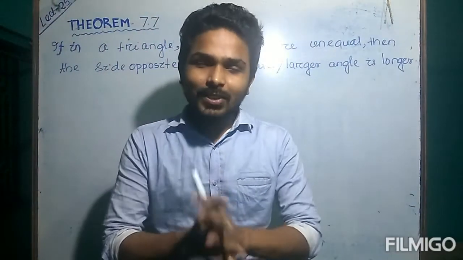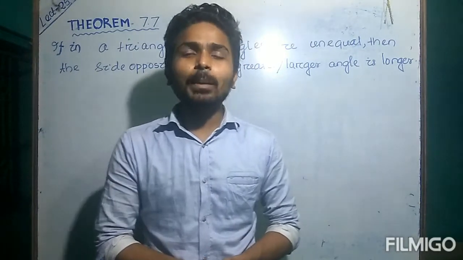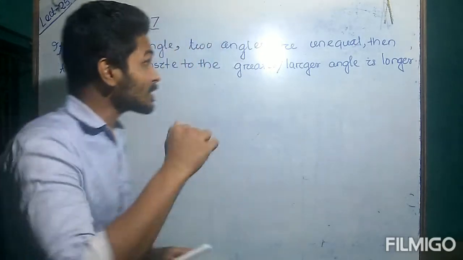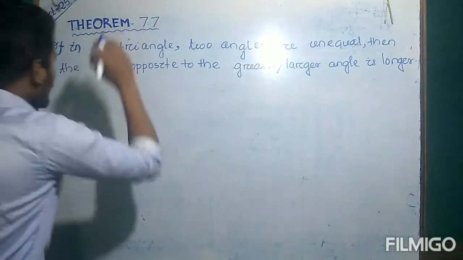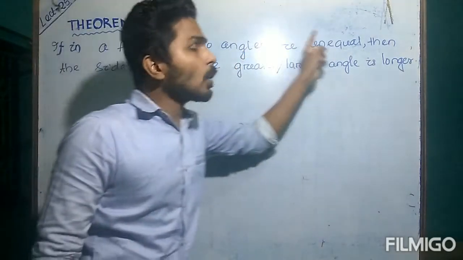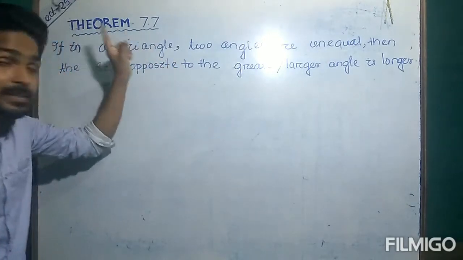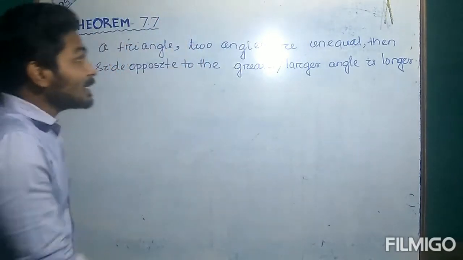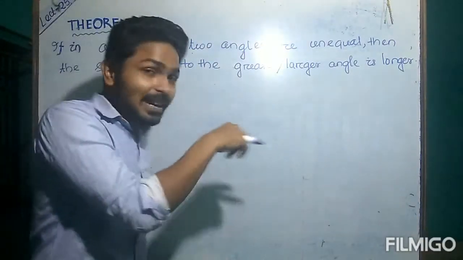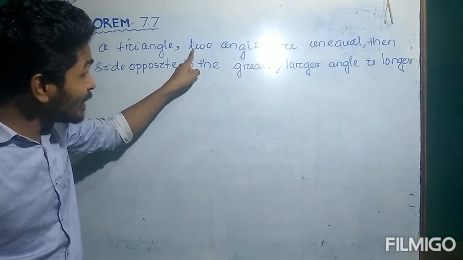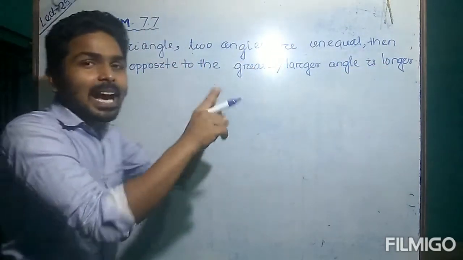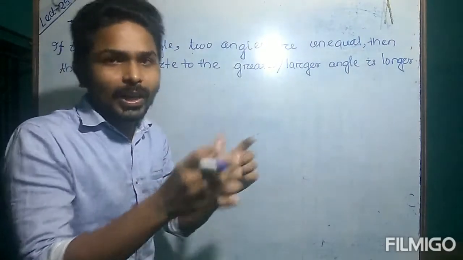Hello students, so let us understand another theorem of this chapter, that is theorem number 7.7 in this lecture number 25. According to theorem 7.7, it states that if in a triangle two angles are unequal. Let us remind theorem 7.6: there it has been written that if in a triangle two sides are unequal. But here it is written if in a triangle two angles are unequal. That means the two angles are of unequal measure.